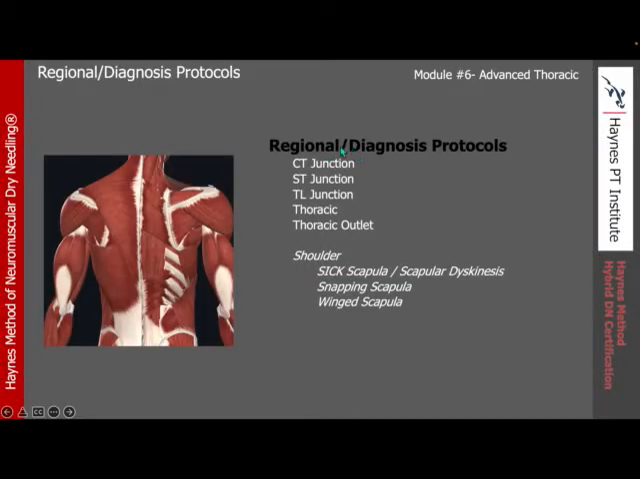Okay, now onto our regional diagnosis protocols, and we'll finish with our perineural protocol. We only have one up high that we look at. Here we're going to look at just pain related to problems with the CT junction, the ST junction, low at the thoracolumbar junction, and then just general thoracic pain, and then a thoracic outlet. And whenever we get to the shoulder, we'll look at a sick scapula, our scapular dyskinesis, snapping scapula, and a wing scapula. But this could be presented here, but we're going to wait and do that all when we deal with the shoulder.